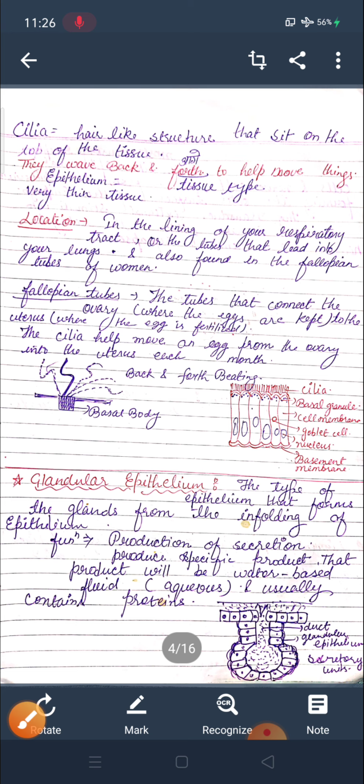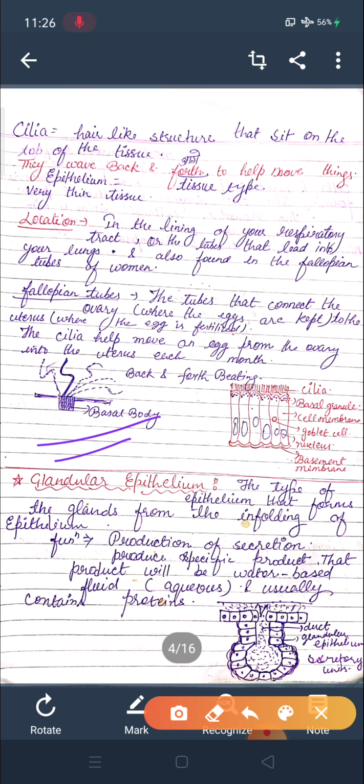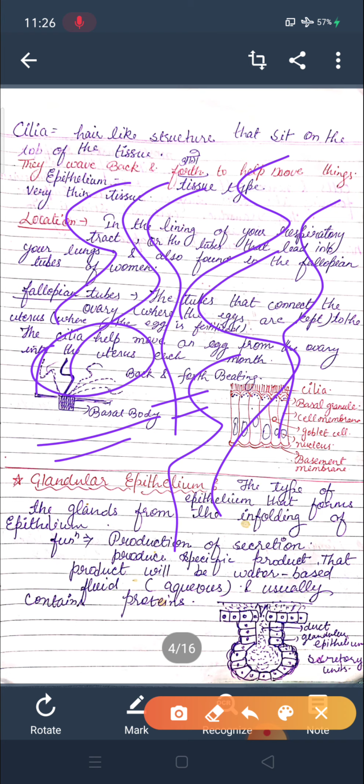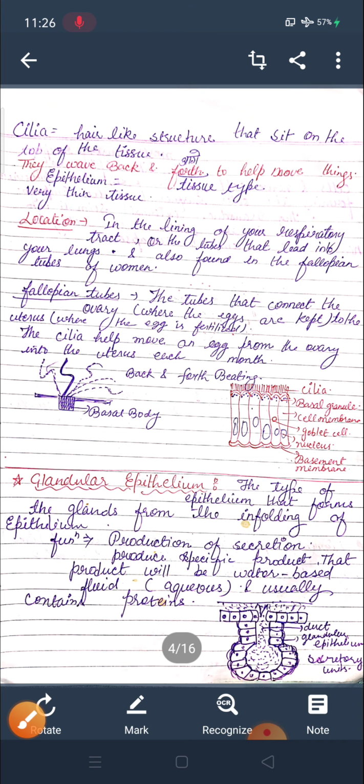Here I have explained with the help of diagram the basal body, and these are the back and forth beating of the cilia. They wave like that. Movement of cilia is like a wave, right?